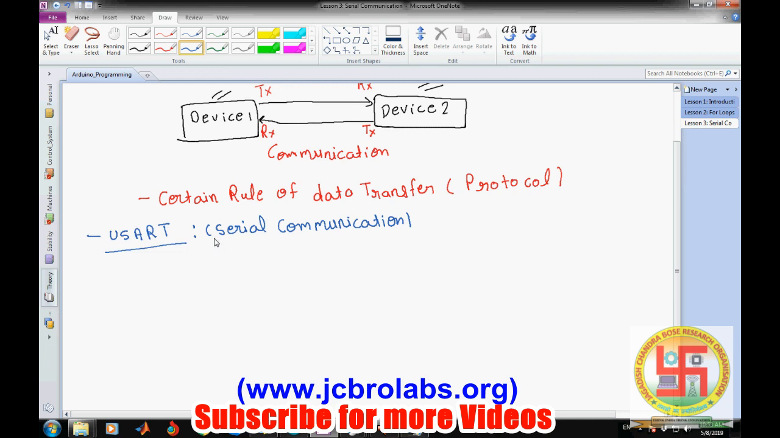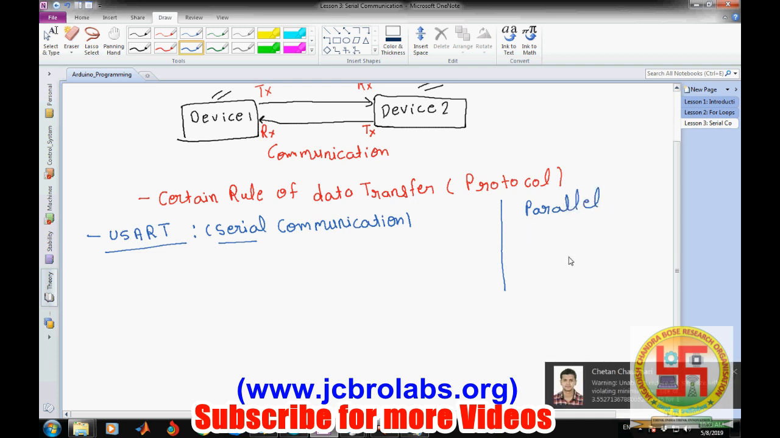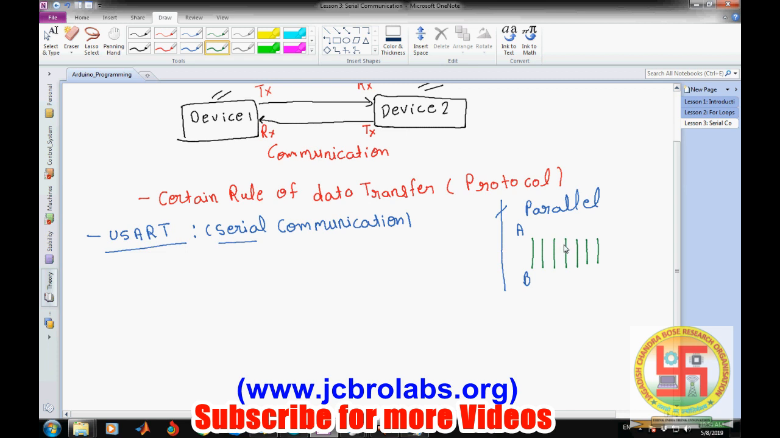If I am using the term serial communication, then one question should arise in your mind: what is parallel communication? In parallel communication, suppose there is a point A and a point B. If we want to transmit 8 bits of data, then 8 different wires will be connected. A bundle of 8 wires will be connected, so data will be transmitted over these 8 wires. This is known as parallel communication.